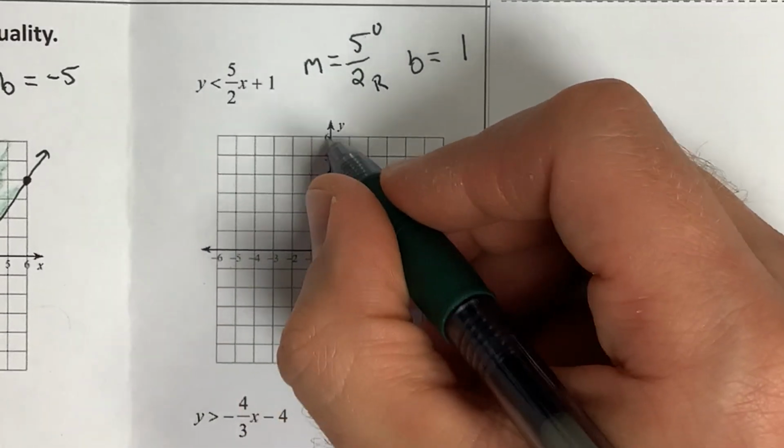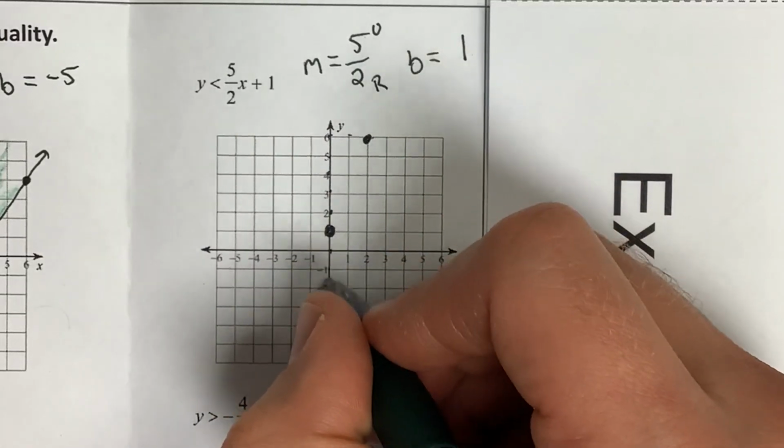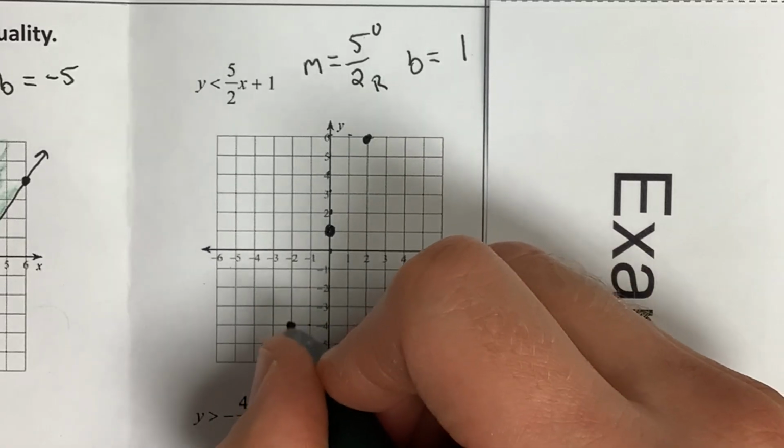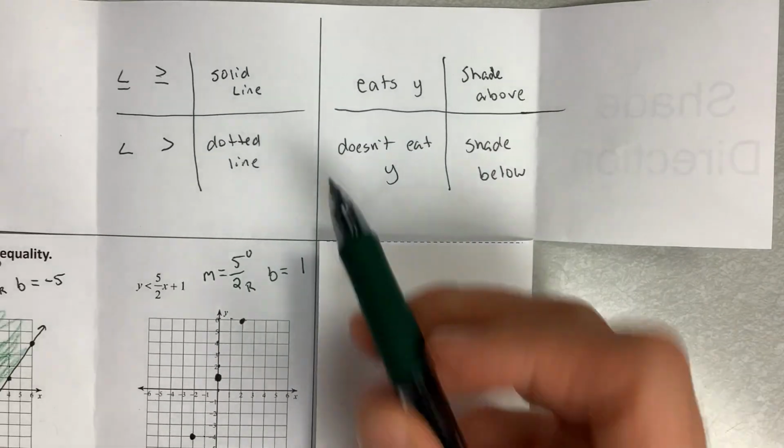1, 2, 3, 4, 5, 1, 2. Then 5 down, 2 left. 1, 2, 3, 4, 5, 1, 2. I cannot do any more dots. And now I'm going to ask myself these questions. First question. Solid line or dotted line?